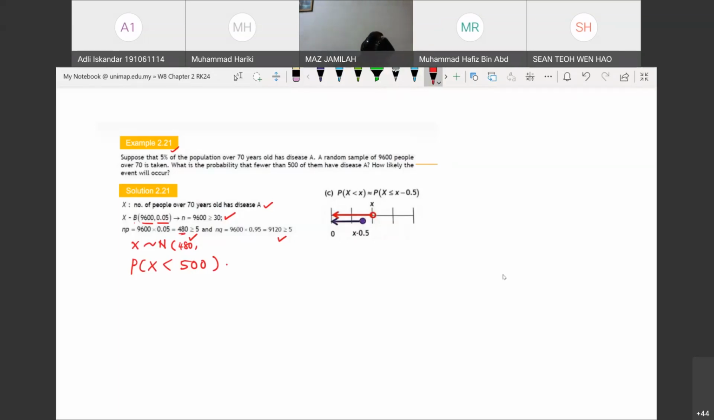What is npq? np is given by 480, and npq is 9600 multiplied by 0.05 multiplied by 0.95. You will get 456. Okay, so that's why the mean is 480 and the variance is 456. So that will be your variance.